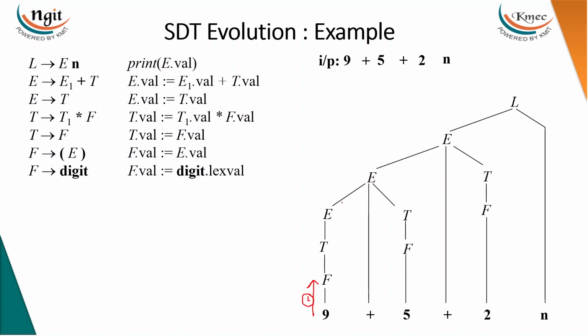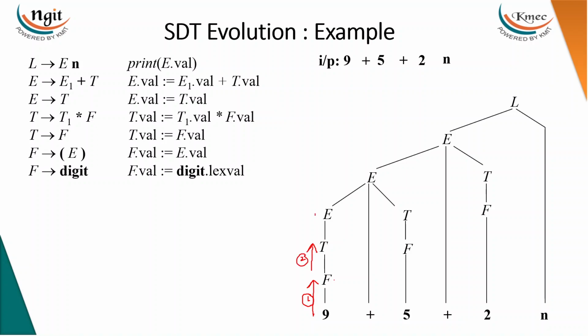Why? E is depending on E plus T, E is depending on T, T is depending on F, F is depending on 9, but 9 is depending on nothing. So F is depending on 9, but 9 is depending on nothing, so I can evaluate this. So first F is evaluated. Once F is evaluated, then I can evaluate the T. This is the second one.